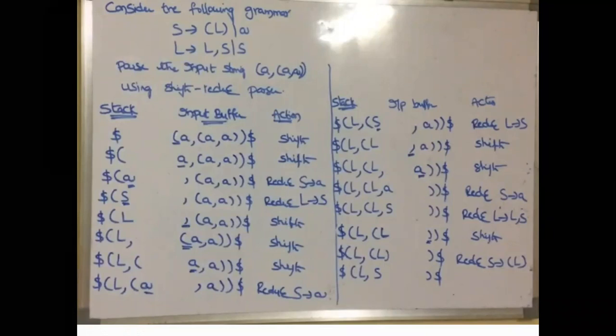So what is the reduce operation? L is a production with S, so S is present in the right hand side. That S is replaced with the left side non-terminal, that is L. So we are performing the reduce operation. L is a production with S, so S is replaced with L. Then is there any production in the right hand side?